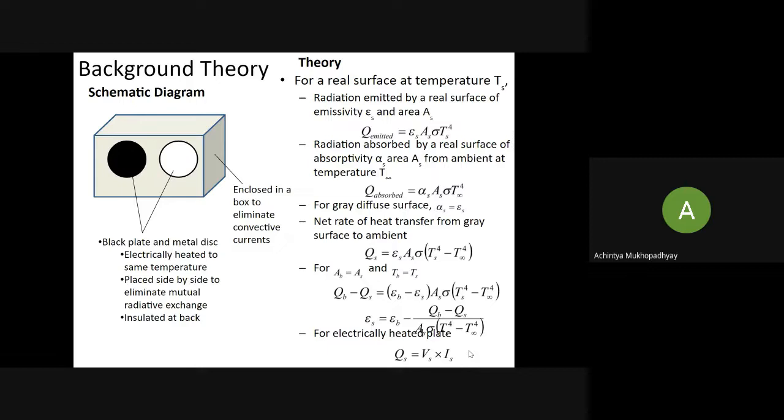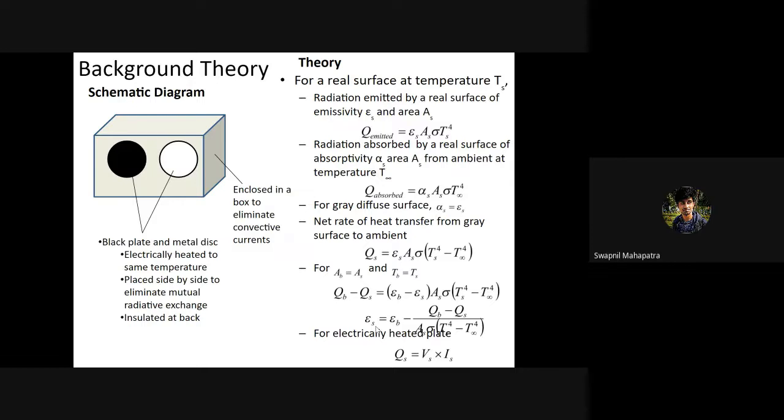So by knowing the voltmeter reading, the ammeter reading, the surface temperature, and assuming some value for epsilon B, we would be able to find out epsilon S. Okay, so this is the theory underlying it. Is this part clear? The theory? Yes, sir. Okay.